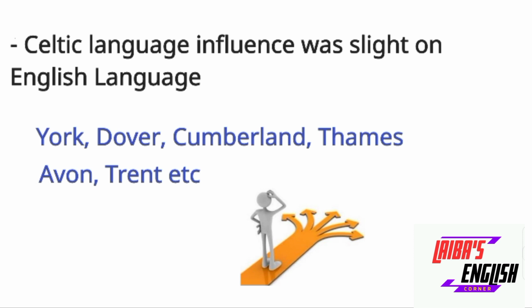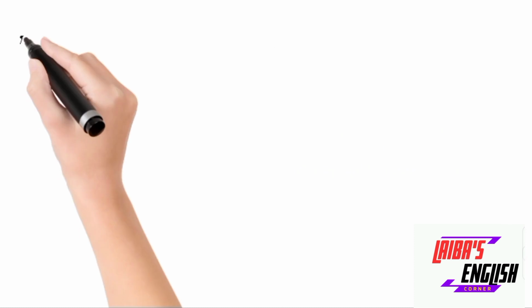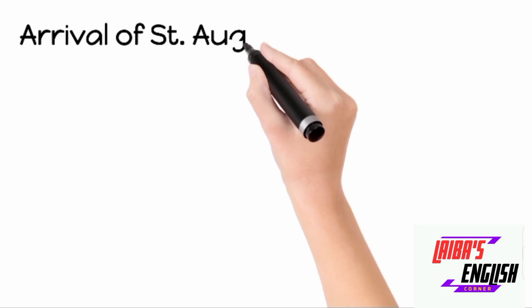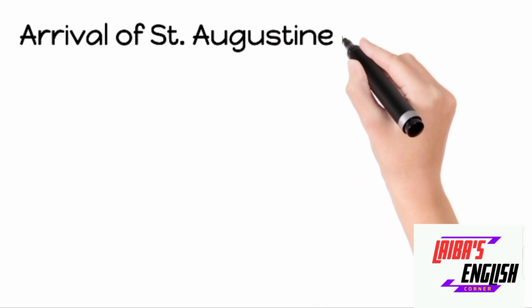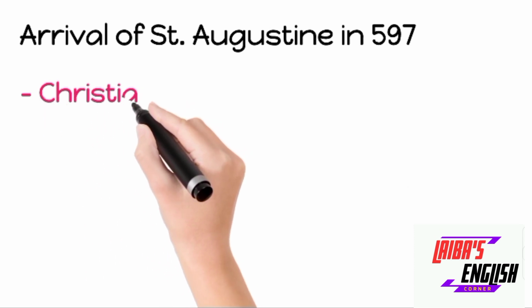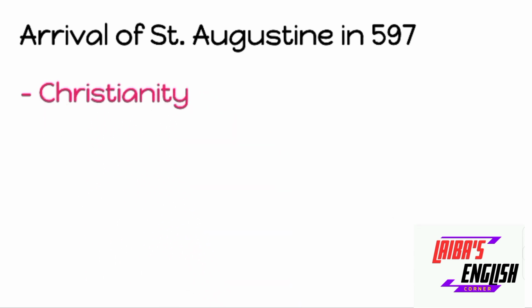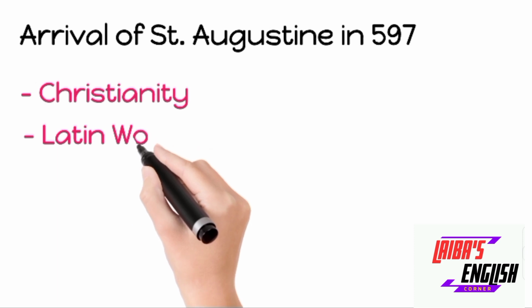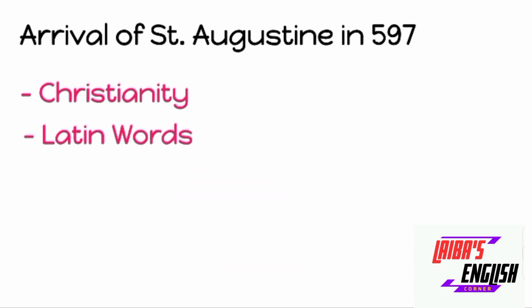So now we will talk about the other two important things which affect British English a lot. Number one is the arrival of St. Augustine in 597 AD into Britain. By the arrival of St. Augustine in 597 AD, there were a lot of changes that occurred in Britain, like in culture, religion, administration, social life, etc. Number one, the most important thing, the Christian religion was introduced into Britain.